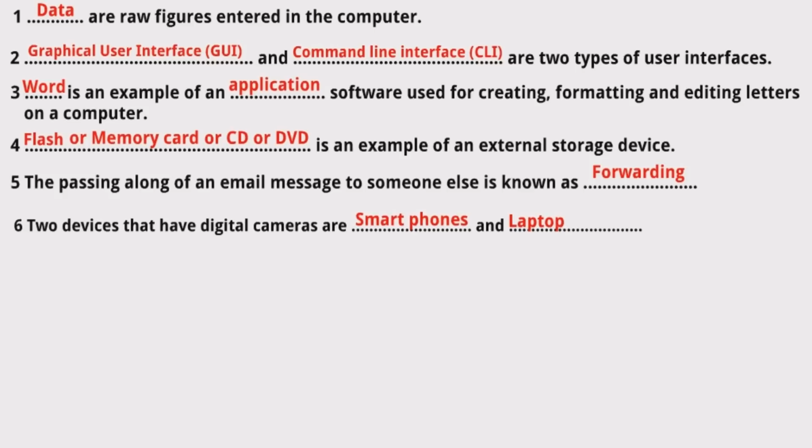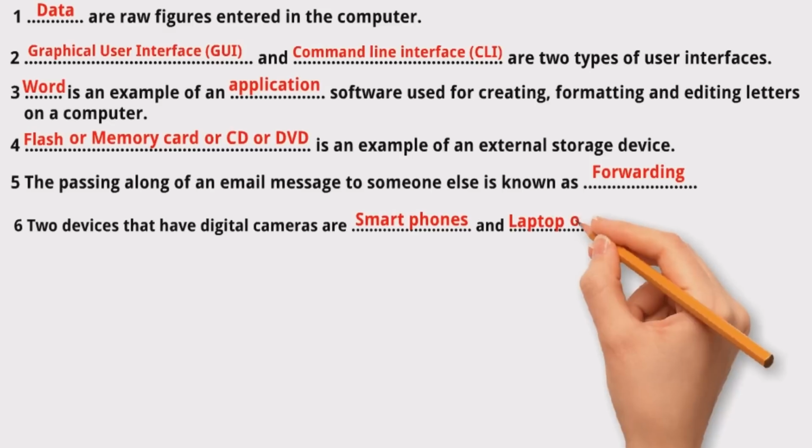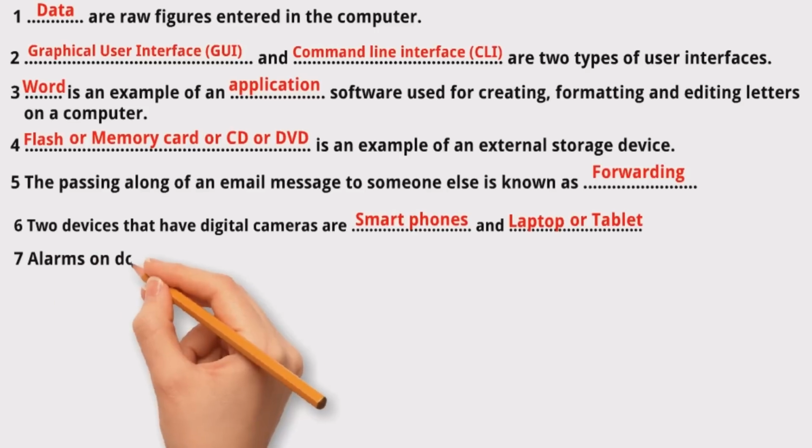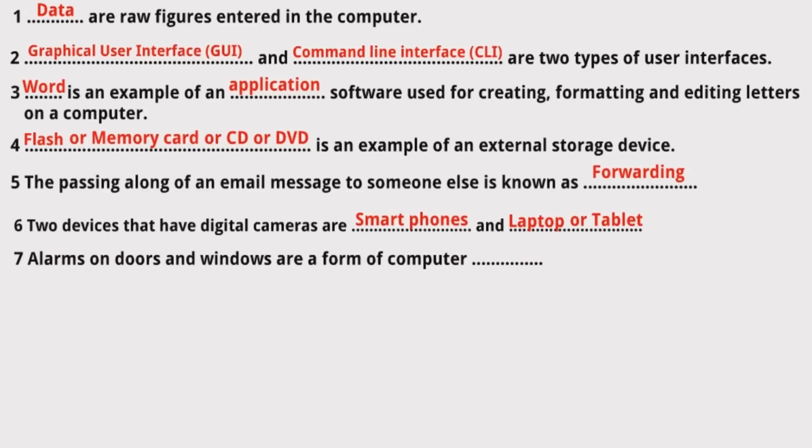The question is asking us to mention 2. I'll give you an extra one. We can also talk about tablets. We see tablets with cameras. All those things are devices that have digital cameras.